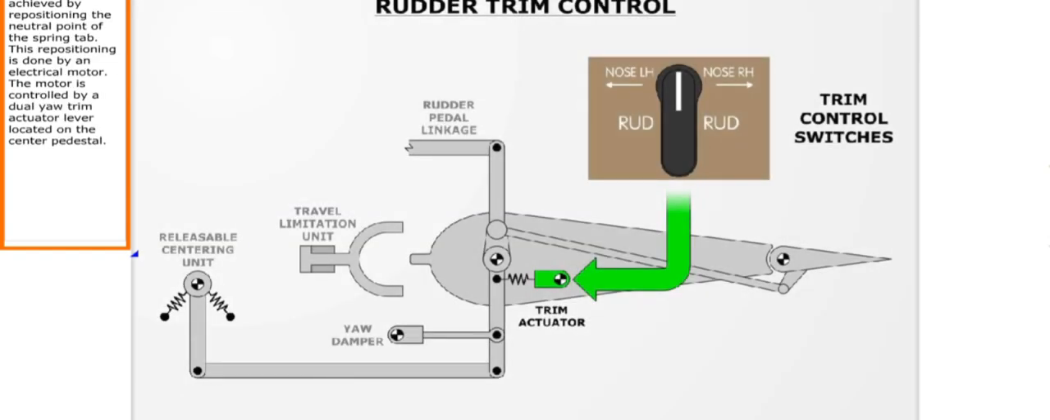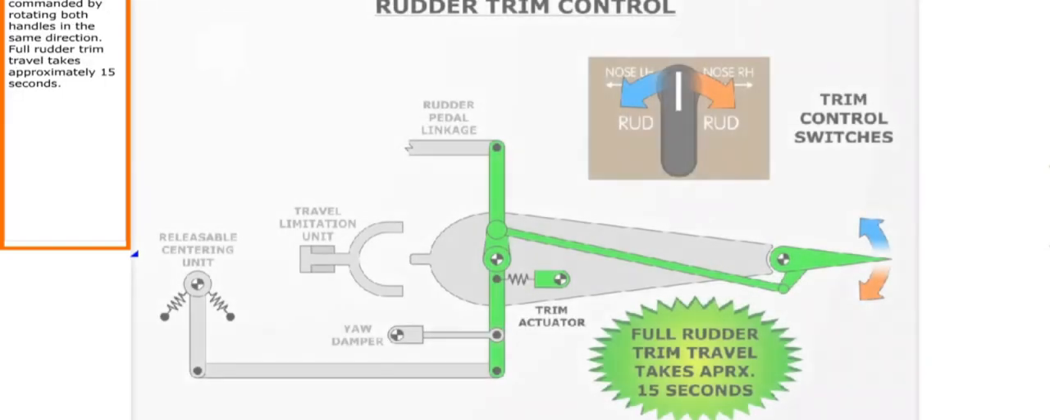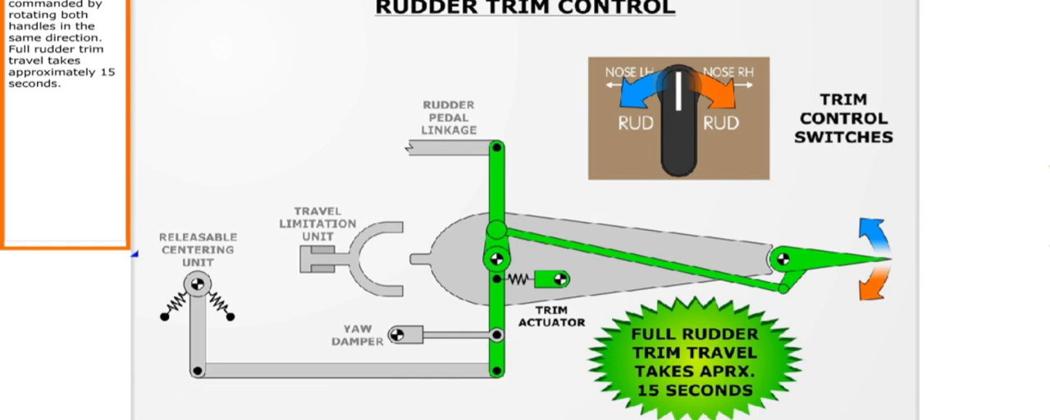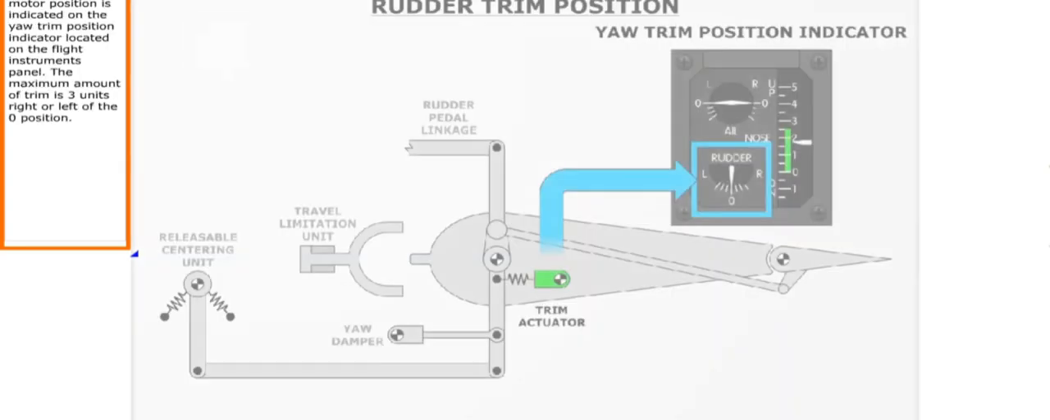Rudder trim is achieved by repositioning the neutral point of the spring tab. This repositioning is done by an electrical motor. The motor is controlled by a dual yaw trim actuator lever located on the center pedestal. Rudder trim is commanded by rotating both handles in the same direction. Full rudder trim travel takes approximately 15 seconds.